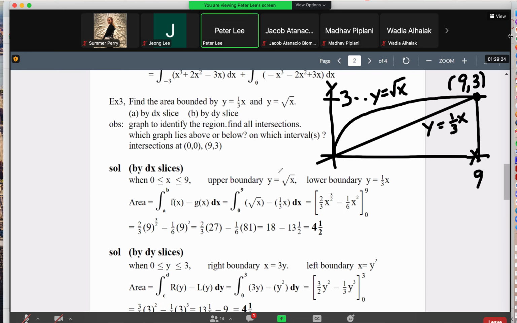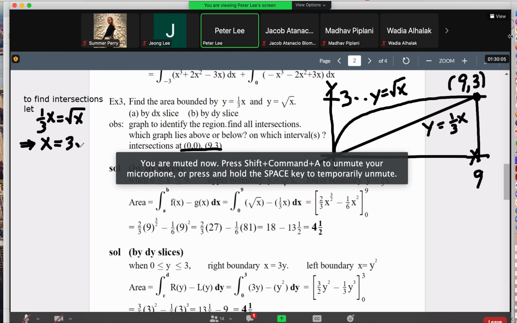So in this case, the intersection is 0, 0 and 9, 3. How to find that? Well, this is what you do. To find the intersection of the two curves, what do you do? You have to say 1/3 x is equal to square root of x. So now I want to multiply both sides by 3. So we end up getting x is equal to 3 square root of x.